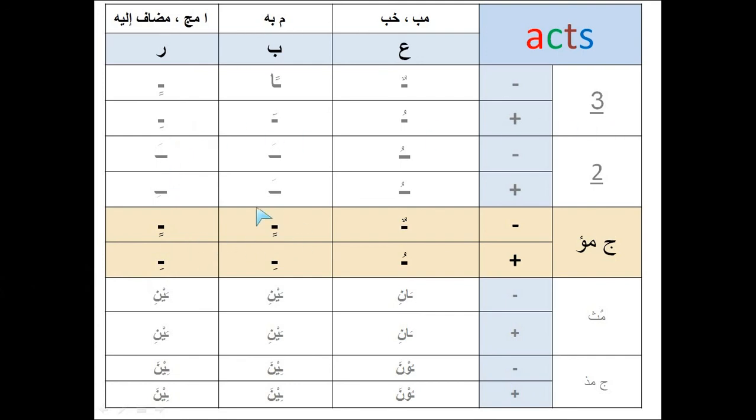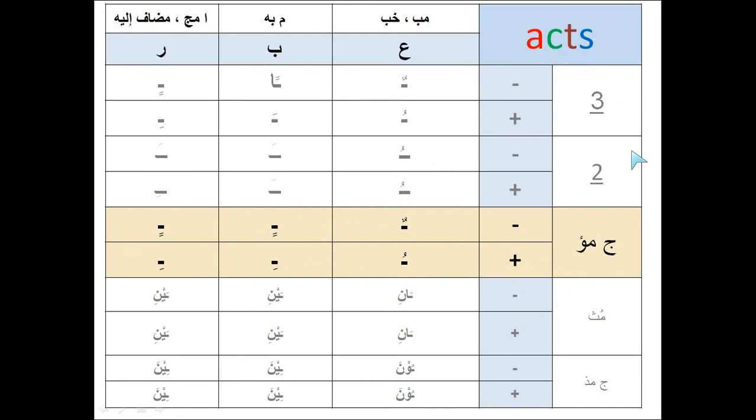The exception here is that instead of taking two fathas when the word is mansub, which is what the munsarif words do, it takes two kasras. And when it is ma'rifa, it takes a single kasra. So this is the exceptional part of jam' mu'annath as-salim. So really, you've got to just memorize this case table.